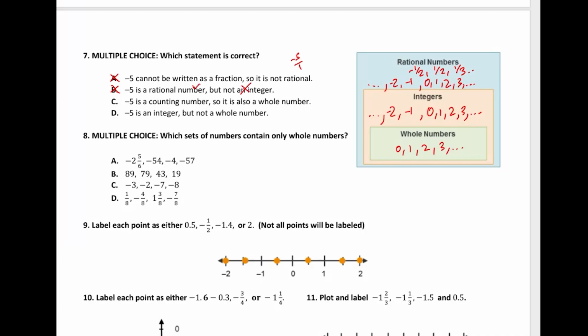-5 is a counting number, so it is a whole number. No, not true. I know it's kind of weird counting numbers, but we really only count the positives and 0 when we're counting from 0.